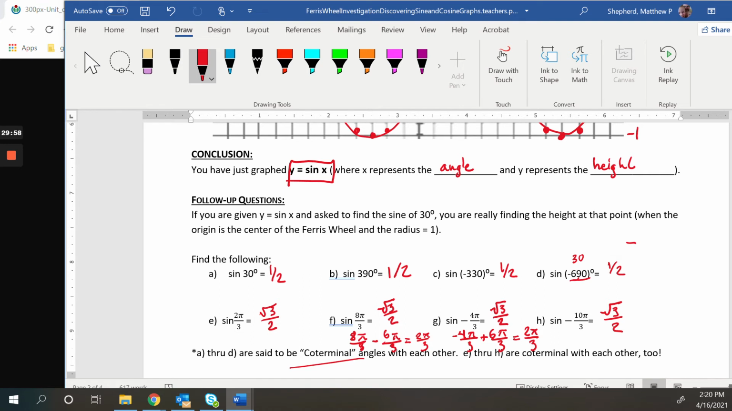You can find a coterminal angle by, if you're using degrees, adding or subtracting 360 over and over and over. All of those angles will be coterminal. They take you to the exact same spot. If you're dealing with radians, add or subtract a 2 pi. That takes you all the way around the circle, and you're in the exact same spot.